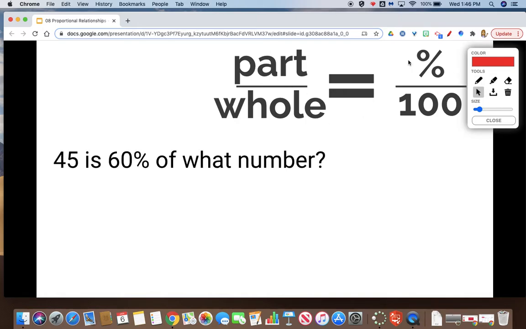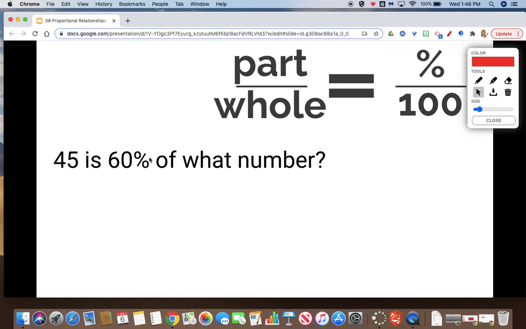This is very important. Part over whole equals percent over 100, so you really want to make sure you have that in your notebook, and we're even going to add a little bit more to it. So make sure it's a nice size and it's somewhere where it's easy to spot. This is an example of a problem you can expect. 45 is 60% of what number?